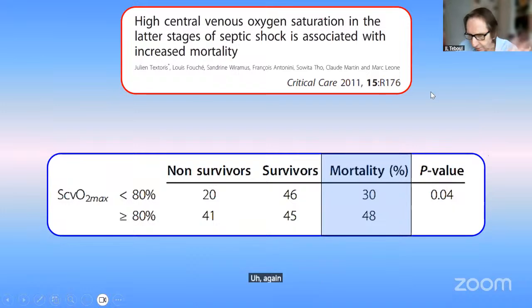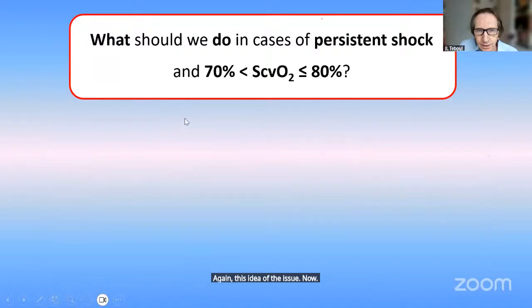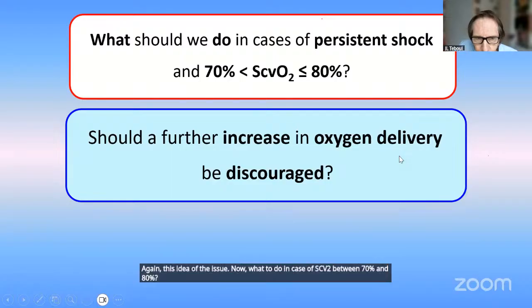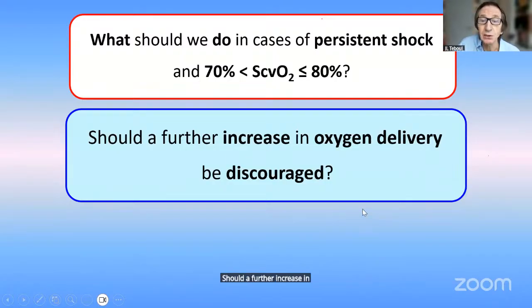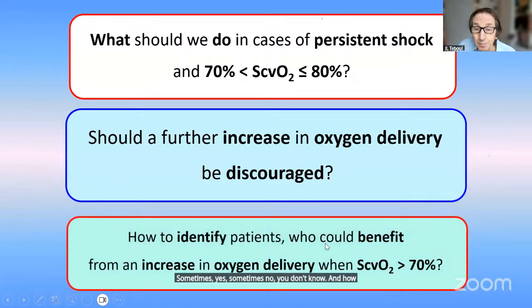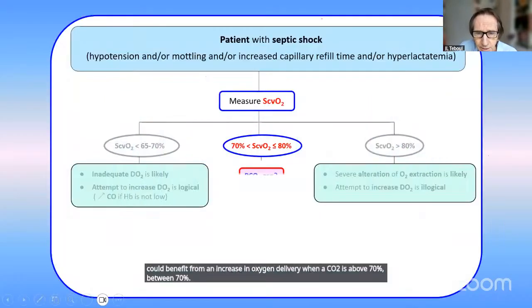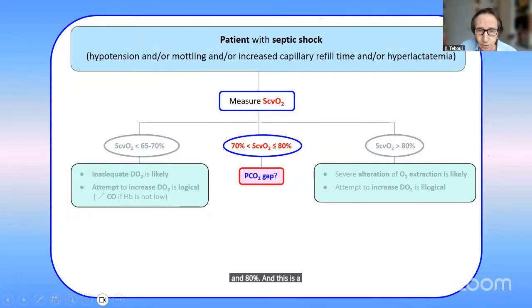Again, this study I already showed. Now, what to do in case of SCVO2 between 70% and 80%? Should a further increase in oxygen delivery be discouraged? Sometimes yes, sometimes no, you don't know. And how to identify patients who could benefit from an increase in oxygen delivery when SCVO2 is above 70%, between 70% and 80%? This is the place of PCO2 gap. It is the optimal place of PCO2 gap.